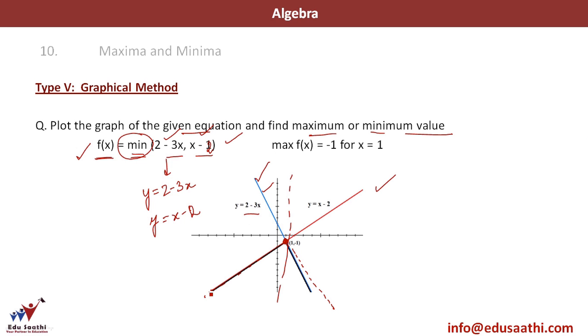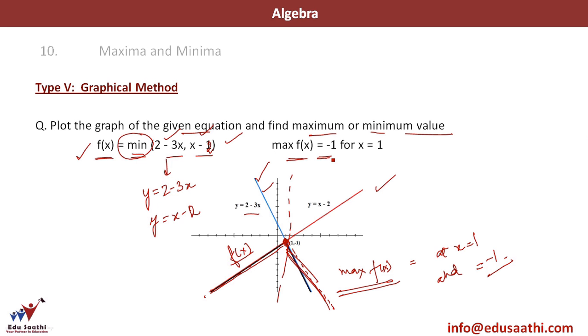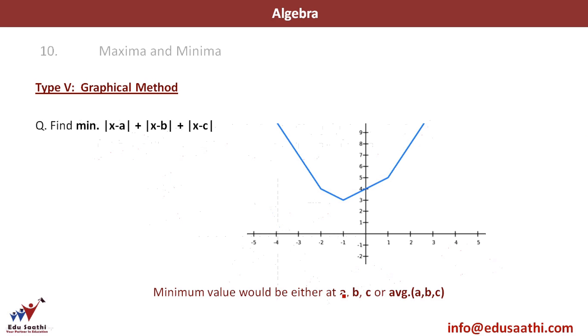So this graph is the graph that I have for f(x). Now for this f(x), I can find out the maximum value. Maximum value of f(x) would be at x is equal to 1 and would be equal to minus 1. What I do is I make the graphs individually for these two lines, then I make a combination graph for f(x) and then I look at the maximum or minimum value.